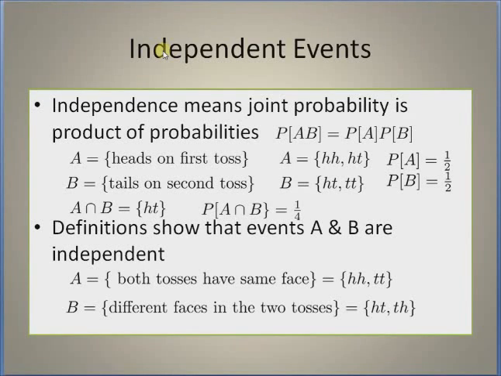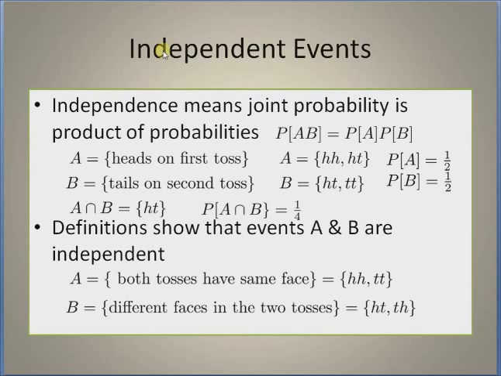We will learn about the concept of independent events. Basically, in probability theory, the concept of independence is different from the concept of disjoint sets. The independence between two events means that the joint probability is equal to the product of the probabilities, that is, probability of AB, or probability of A intersection B, is equal to probability of A times probability of B.